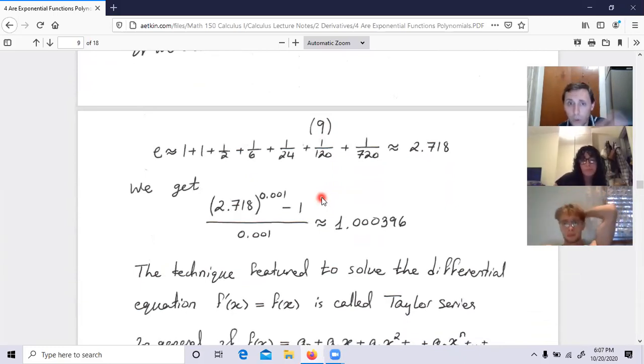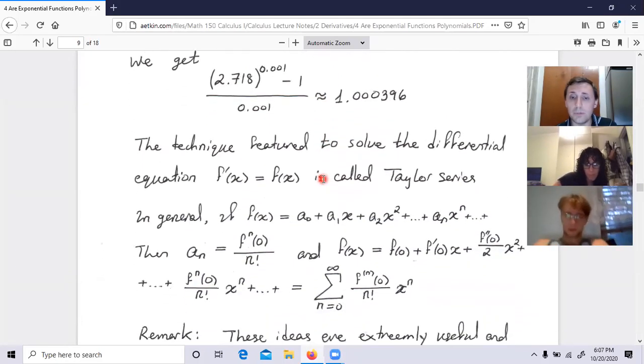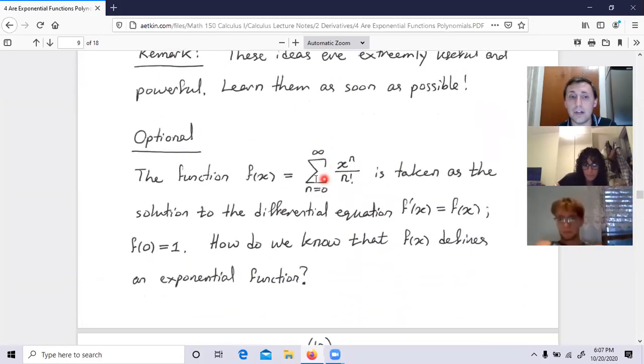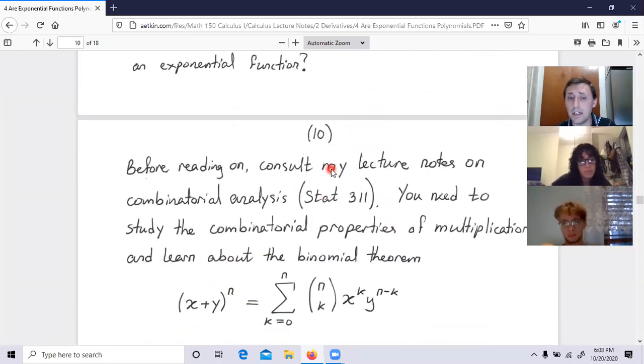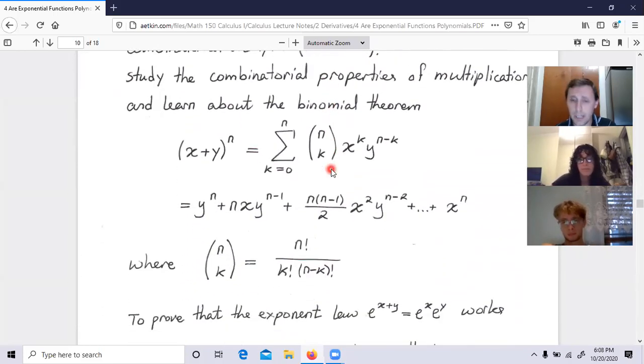If you learned a little bit of combinatorics, and if not, you can stay with me, we can discuss it, or you can read my notes for the probability class. With a little bit of combinatorics, you have this optional section. You understand that the exponential function can be thought of as this infinite series, it's called, an infinite polynomial. And then we can verify indeed that you have all the exponential properties.